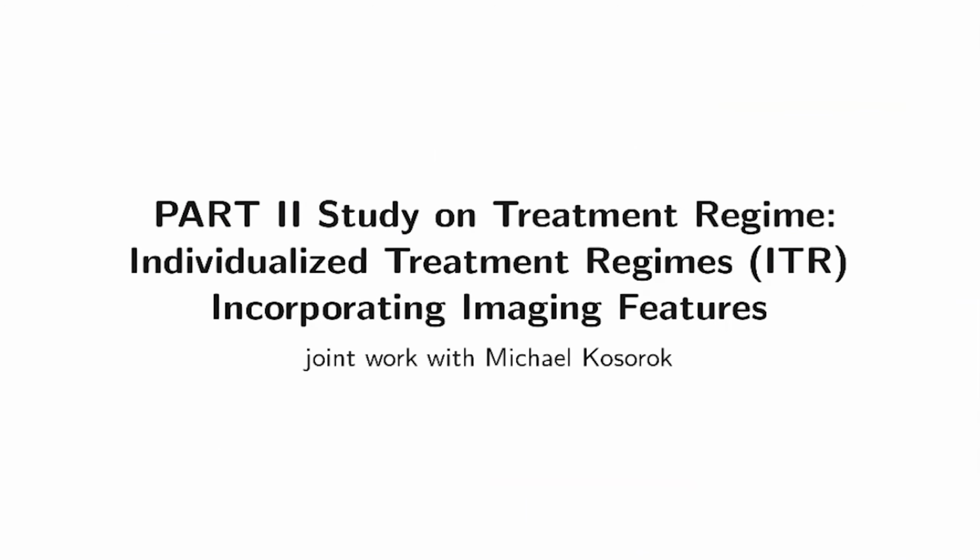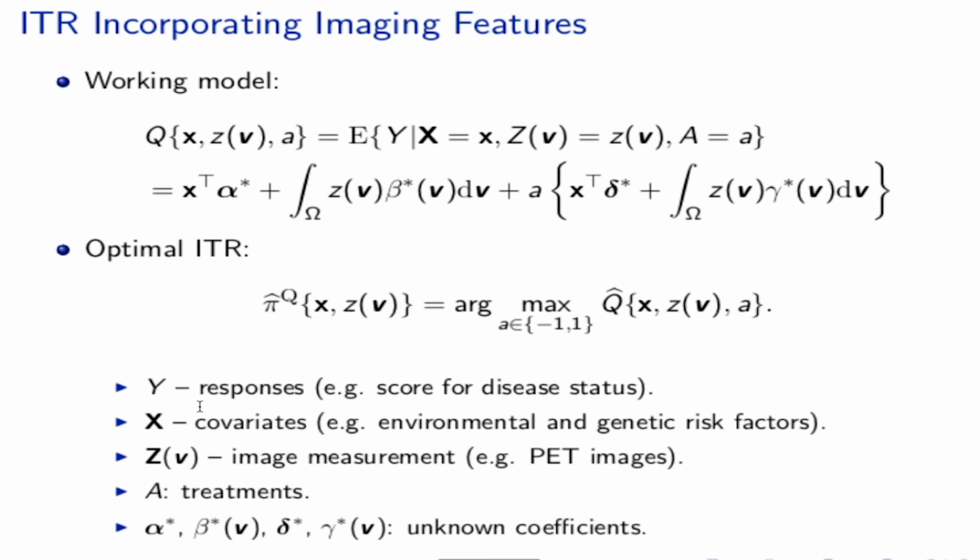And then I'll give a brief introduction to another two ongoing projects. So part 2 is kind of an extension of the part 1 study. It's a study on the treatment regime, where we want to study individualized treatment regimes incorporating the imaging features. As we introduced in part 1, we have figured out some important features that are related to the variation in the brain image.